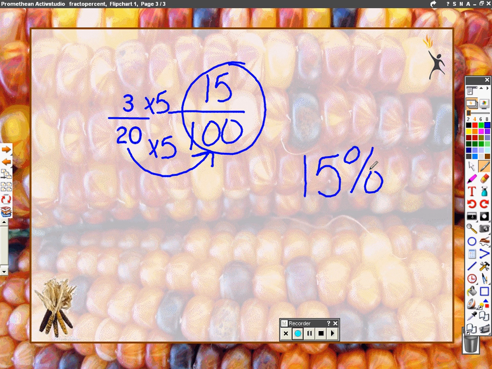15%. I hope this helps you understand how to go from simple fractions to percents, the easy ones where the numbers fit into 100.